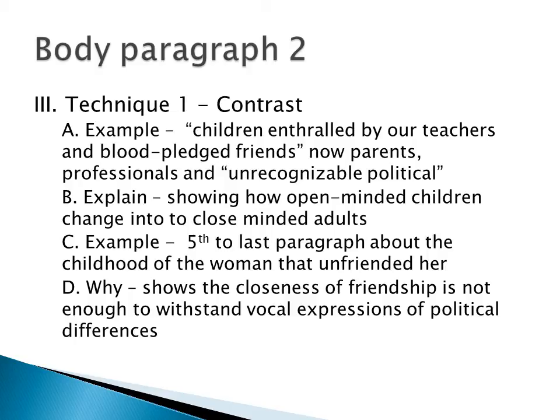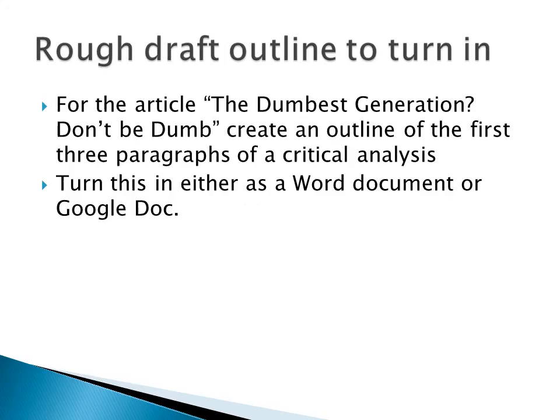And another example is the fifth to the last paragraph, and what she does there is she contrasts the childhood of she and that woman that unfriended her, and contrasts how good of friends they were then, and now they've taken separate paths. And why it shows the closeness of the friendship is not enough to withstand the vocal expressions of political differences that were posted on Facebook. So that it proves her main idea.